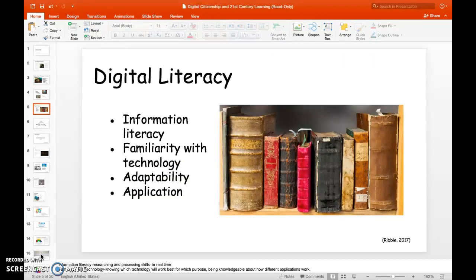The third is digital literacy, which includes both information literacy and awareness of what you're reading and understanding, but also familiarity with technology. So you need to know which tools to use for which purposes, being knowledgeable about how different applications work, and the ability to extend knowledge of technology beyond the context in which it is taught. So if you learn an app in one context for one class, being able to apply it to a different class would be a component of digital literacy.